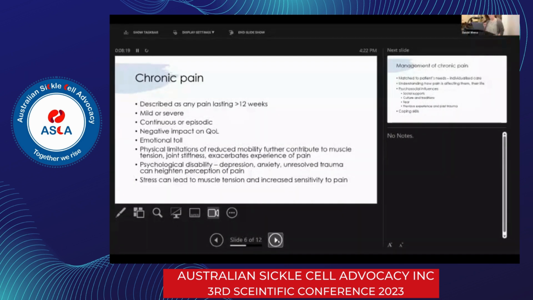In chronic pain, it's a little more complicated, as we know. It has been described as anything lasting greater than 12 weeks, may be mild or severe, can come and go, and has a very negative impact on a person's quality of life, with a lot of emotional toll and emotional labour in dealing with chronic pain. That includes physical limitations where you're unable to move around normally and do your normal activities of daily living. That can also exacerbate the chronic pain because you're getting muscle tightness and joint stiffness, which adds to the whole situation.